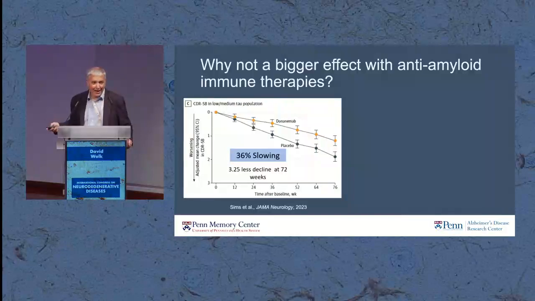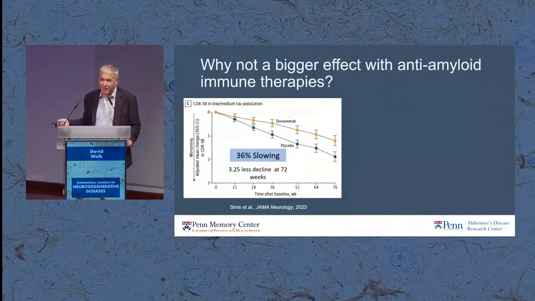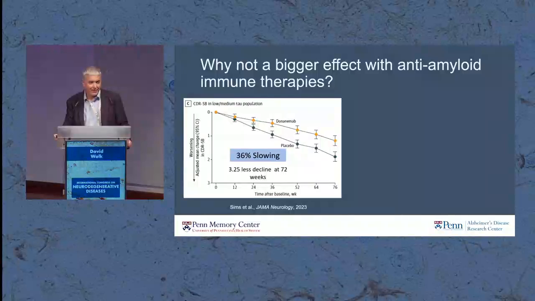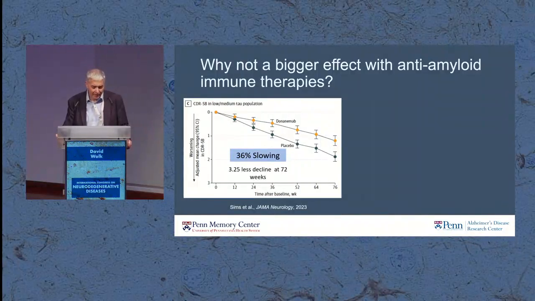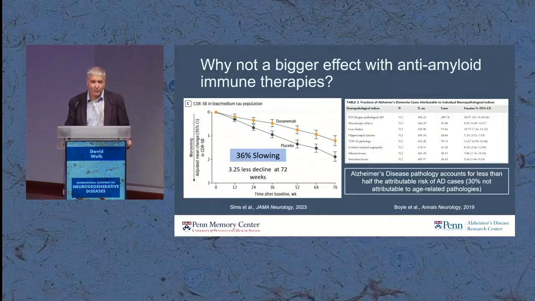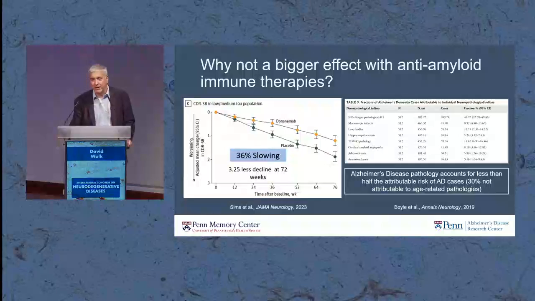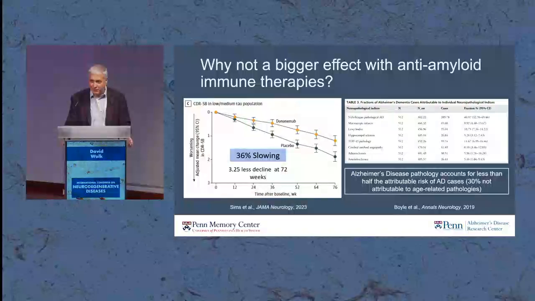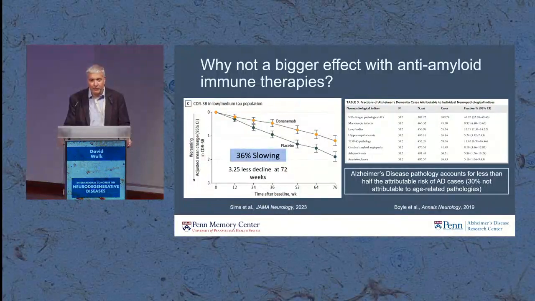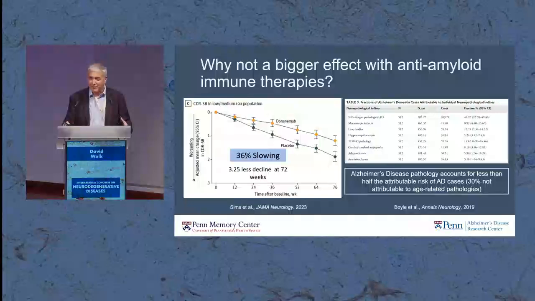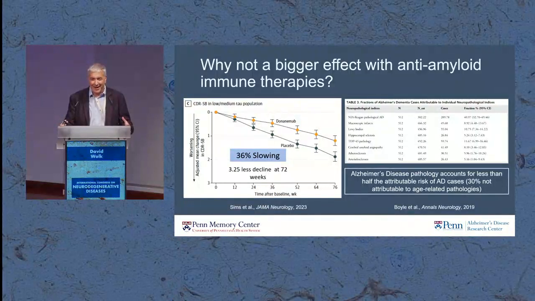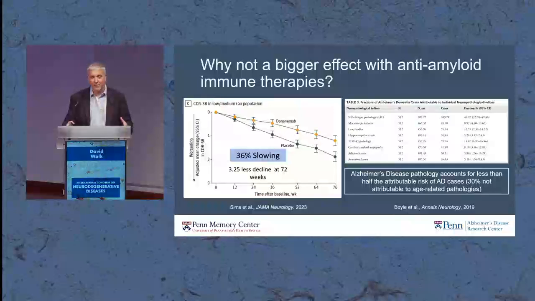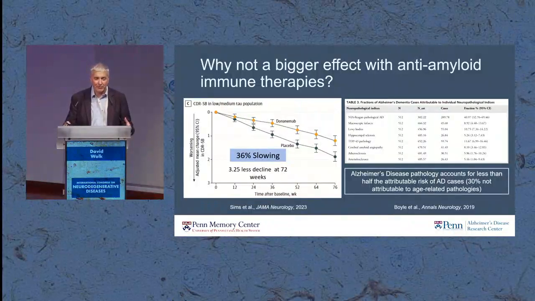And so, going back, why didn't we have a bigger effect with these anti-amyloid therapies? Why was it only a 36% slowing? And I think at least one potential answer to that is these co-pathologies. And it's actually challenging to break down, in an individual person or across a population, what percent of cognition is affected by Alzheimer's disease.